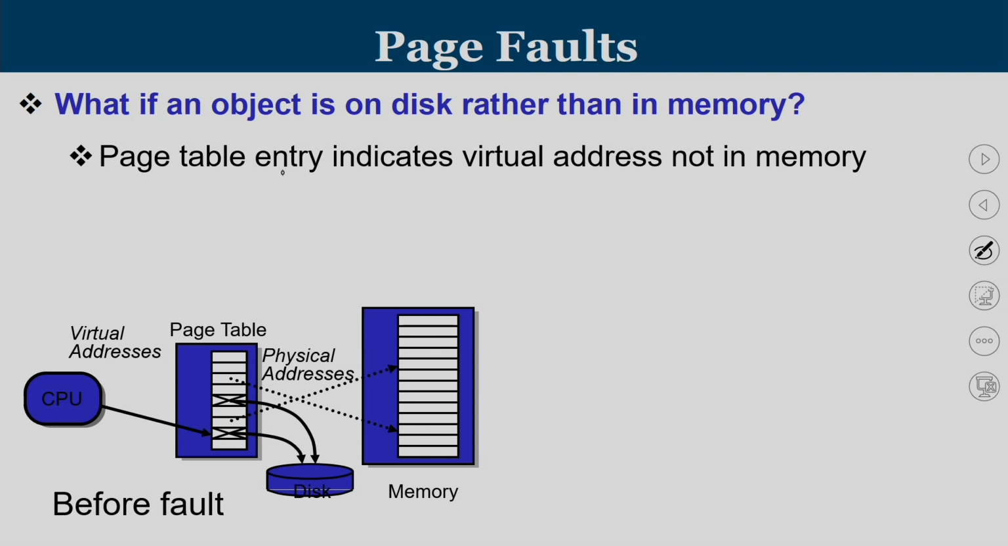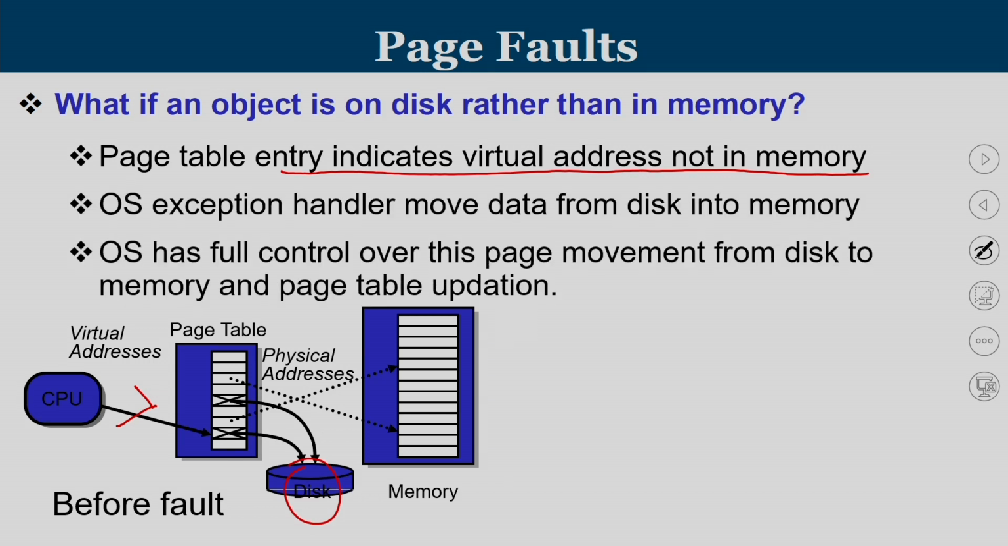Now, a page table entry indicates a virtual address that is not in memory. So you have a scenario where, before the page fault, the CPU is going to refer to an address. When you look in the page table, there is no mapping there, there is no dotted arrow from the page table into the main memory. That particular thing is known as a page fault. Once you have a page fault, your operating system exception handler moves the data. So when a virtual address given by the CPU does not have an equivalent physical address, we call it a page fault.